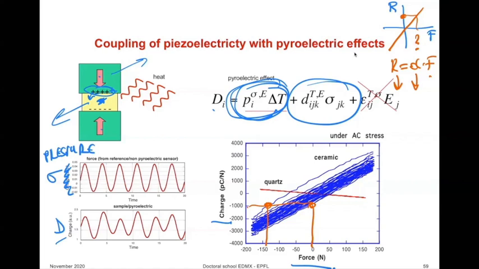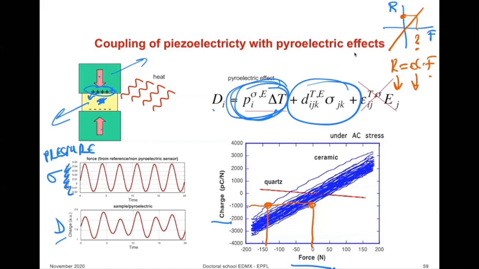So it's important while you are using a piezoelectric material as a sensor or as actuator to keep all other variables under control, either zero or constant, or if they vary, to know how they vary, so that you can track down from that the actual value.